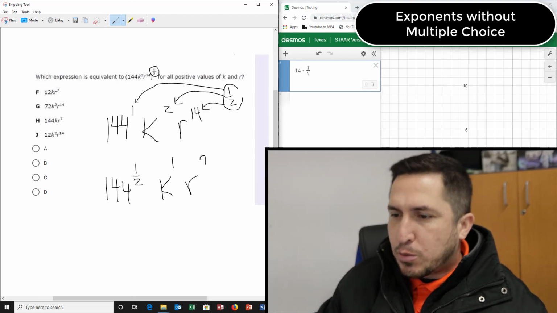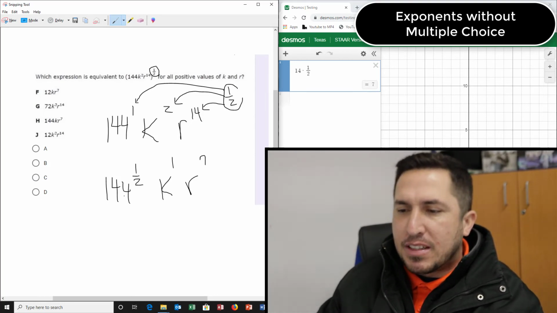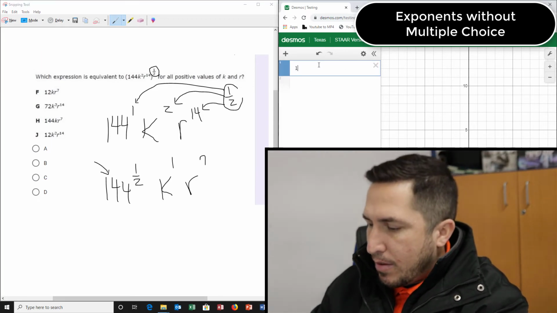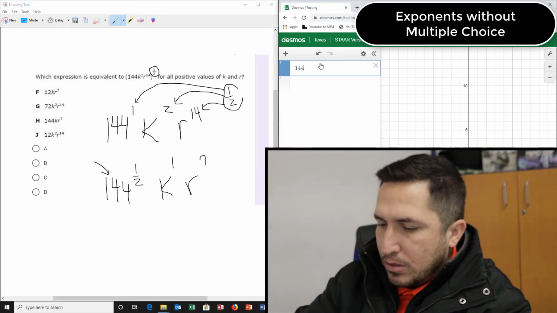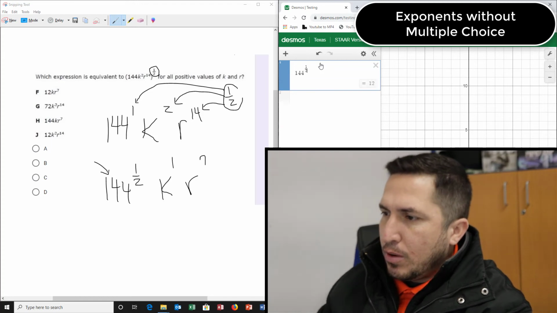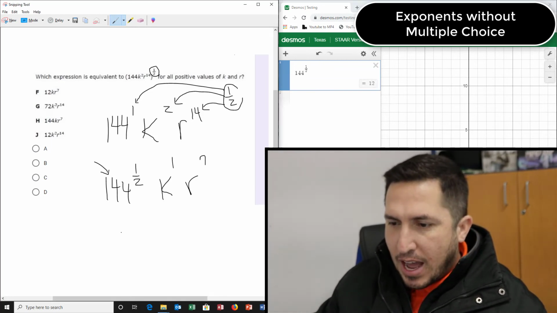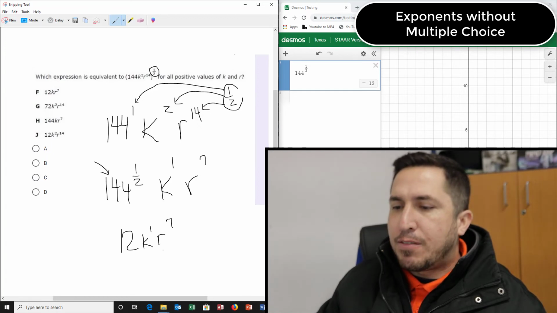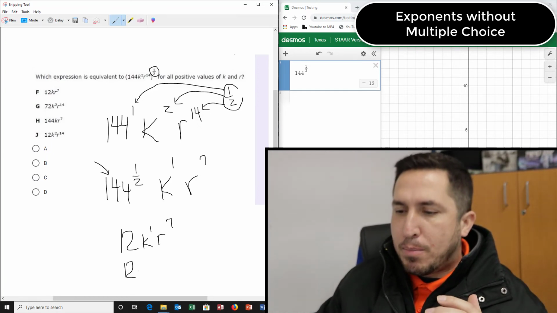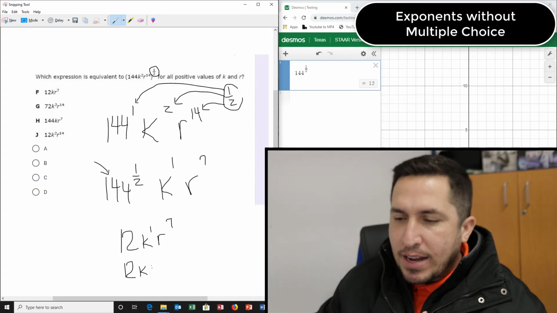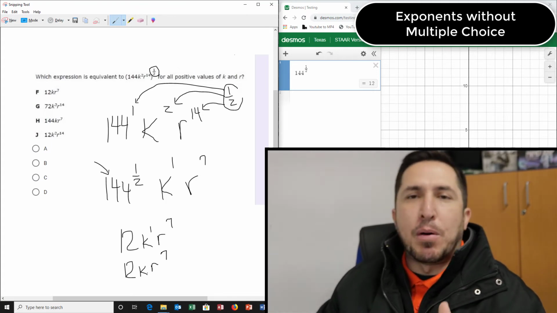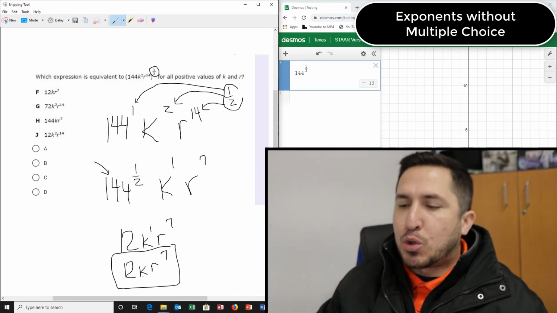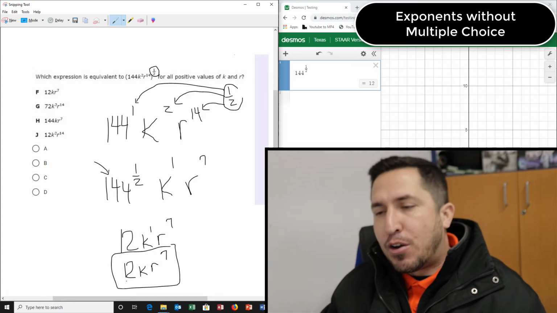So there we go. Here's what I look like. Now I'm going to type this in the calculator because I see what this number actually is. 144 to the 1/2 is 12. So this guy is 12, k to the 1, r to the 7. But if you want to be a big boy, big girl, you don't actually write the exponent whenever it's a 1. You just leave it alone, like how I just did here. So the answer is 12k r to the 7th, and you're all the way done.